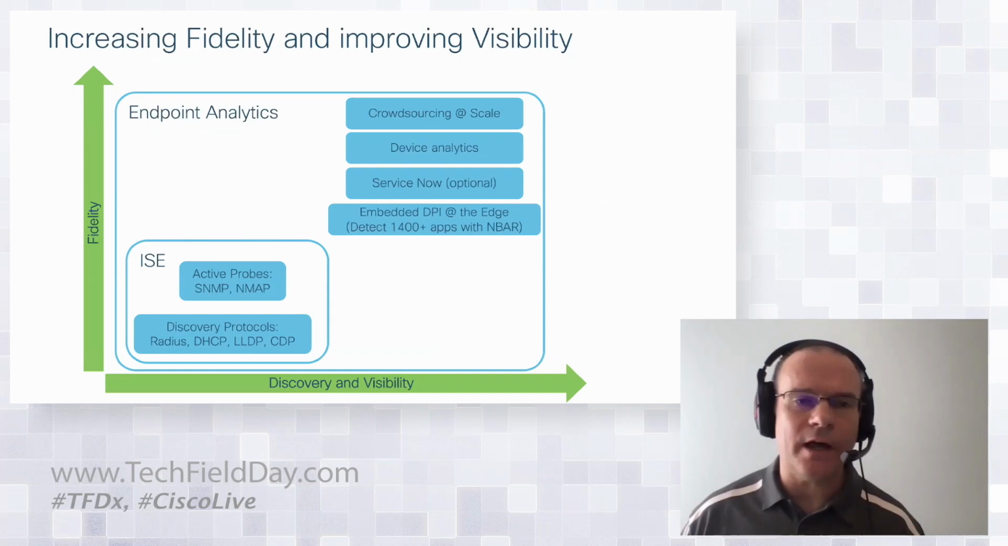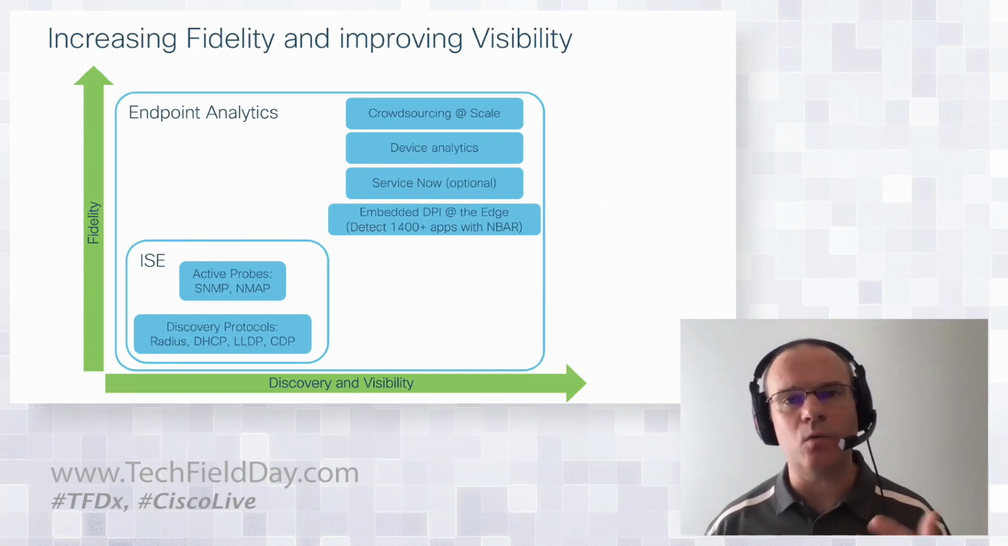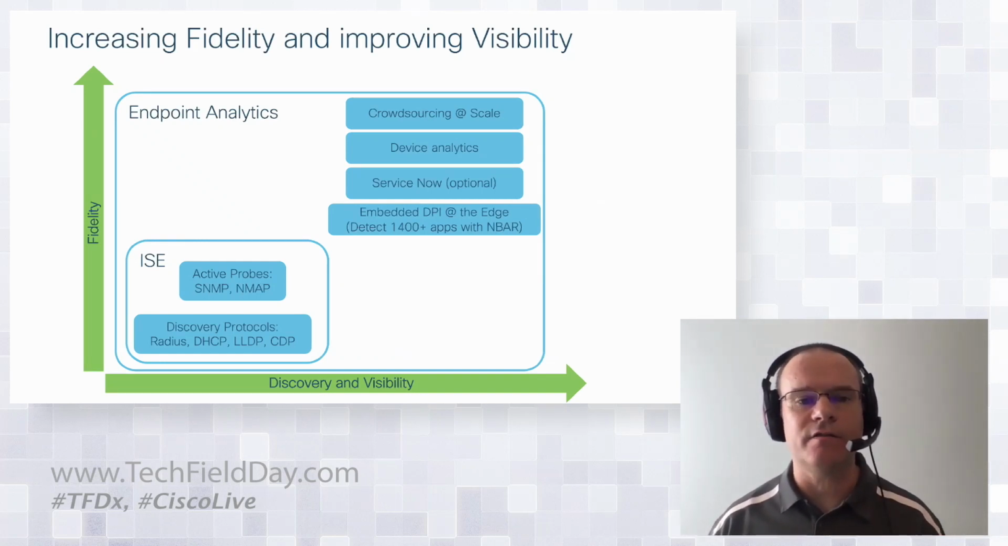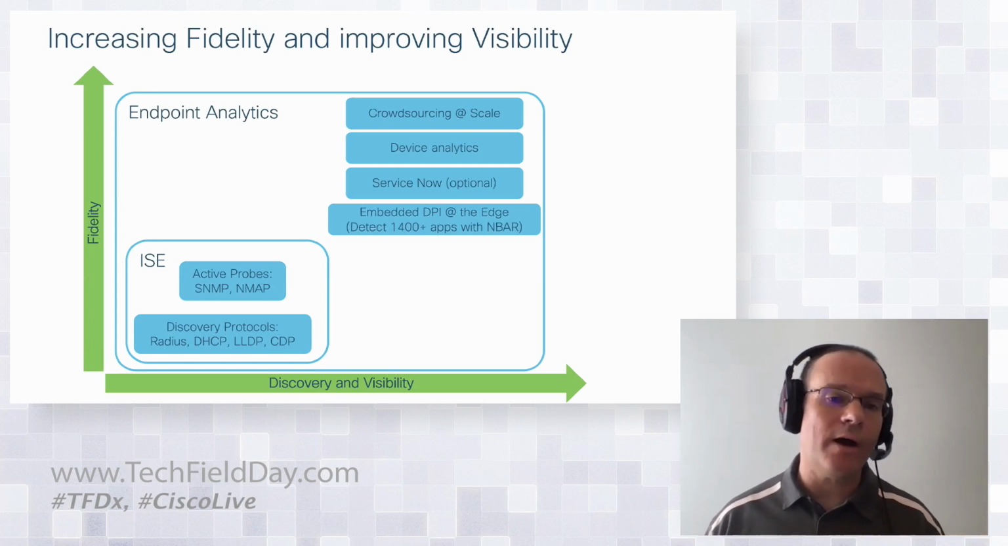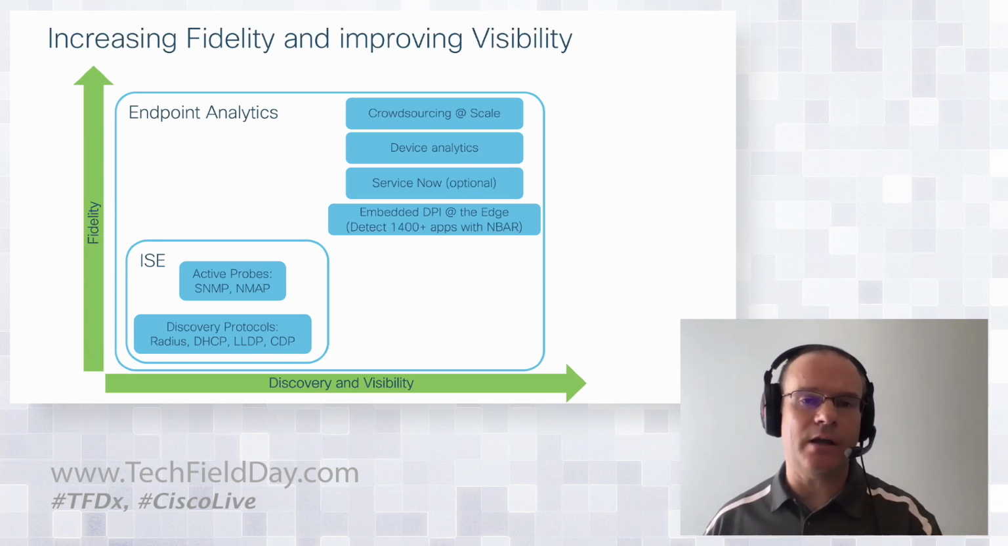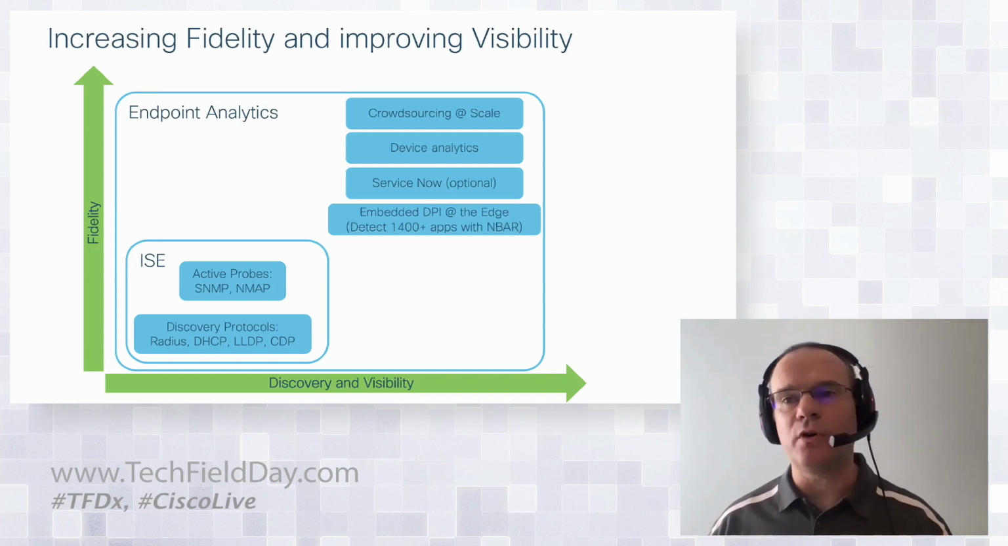So the way we want to do that, if we compare endpoint analytics to what we had previously in the identity services engine, the identity services engine used a number of protocols, Radius, LLDP, CDP, as well as DNS or active probes like SNMP and Nmap to try to fingerprint an endpoint.